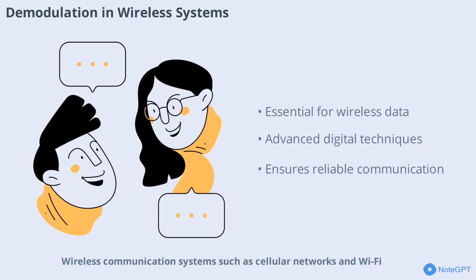Wireless communication systems, such as cellular networks and Wi-Fi, rely heavily on demodulation to deliver clear and reliable data. These systems often use advanced digital modulation and demodulation techniques to maximize bandwidth and minimize errors. The ability to accurately demodulate signals is critical for maintaining high-speed, uninterrupted wireless communication.